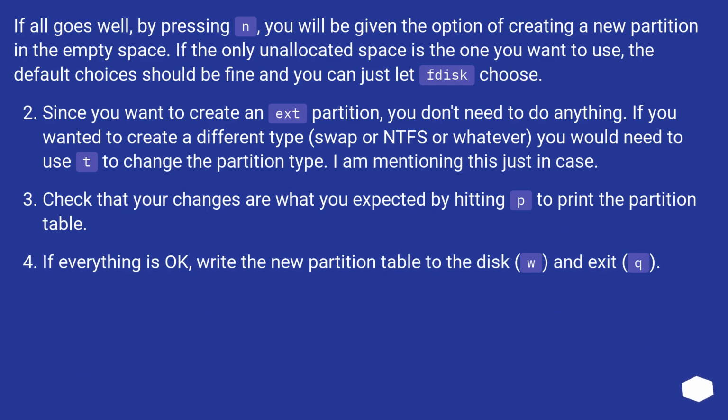If all goes well, by pressing N, you will be given the option of creating a new partition in the empty space. If the only unallocated space is the one you want to use, the default choices should be fine and you can just let fdisk choose. Since you want to create an ext partition, you don't need to do anything. If you wanted to create a different type, swap or NTFS or whatever, you would need to use T to change the partition type. I am mentioning this just in case.